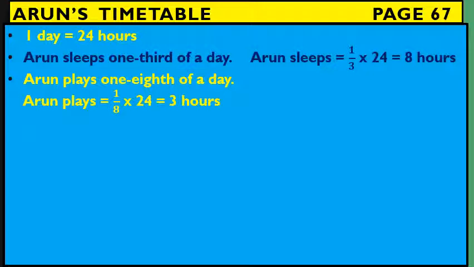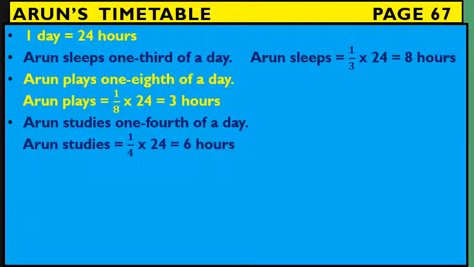Now, Arun spends 1/4 of a day in study. So, total hours spent in studying are 1/4 of 24, that is 24 divided by 4, that is 6 hours. So, Arun spends 6 hours in studying. That is also a good ratio, since 6 hours time every day we all have to spend in studies.